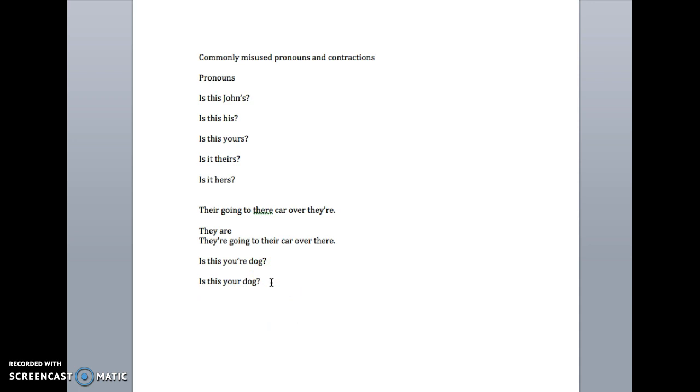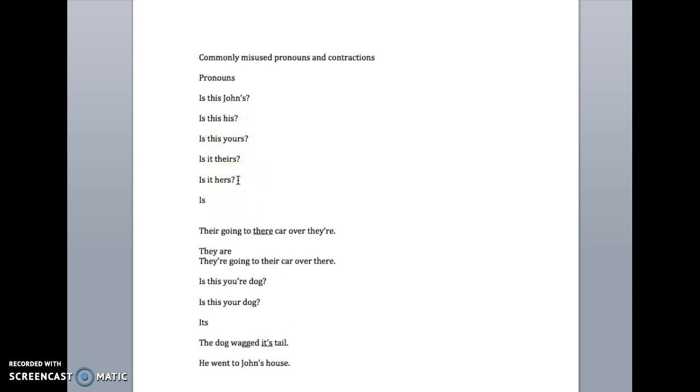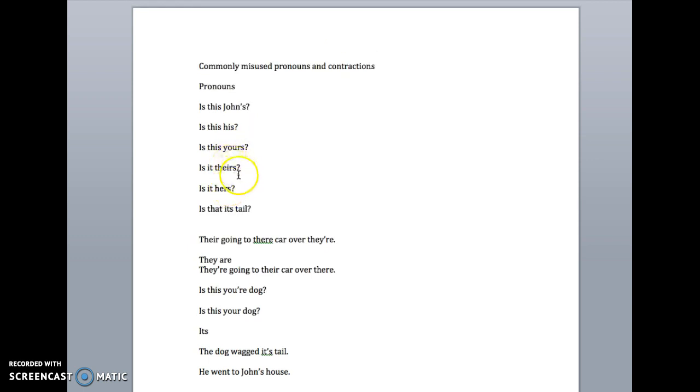Now let's get to the most difficult one, which is its. So what do you do here? The dog wagged its tail. Now this is, in my experience, the most commonly confused one because we see words like he went to John's house. The word John here, John's. We're so used to seeing an apostrophe S for words that are possessive, where somebody owns something. But its falls into the same category as all these. Is that its tail? This its does not need an apostrophe for the same reason that yours doesn't need an apostrophe, or hers doesn't need an apostrophe, or theirs doesn't need an apostrophe. This is a special type. None of these need apostrophes.